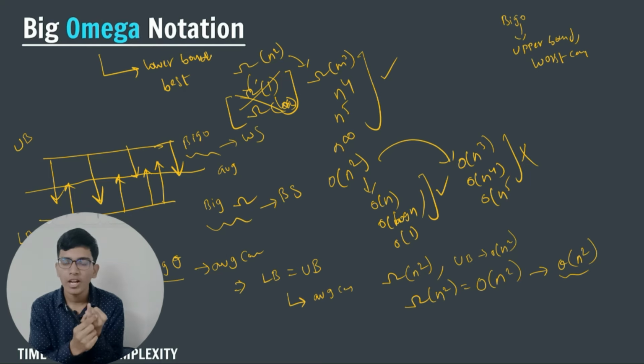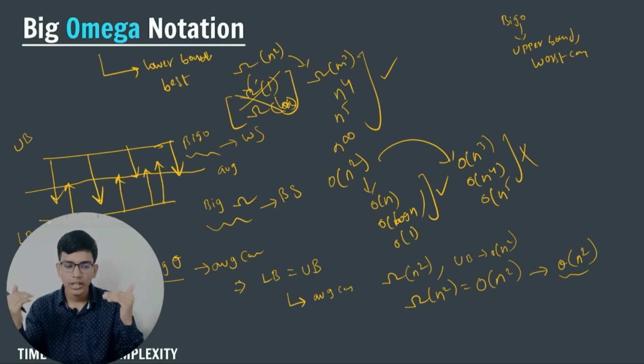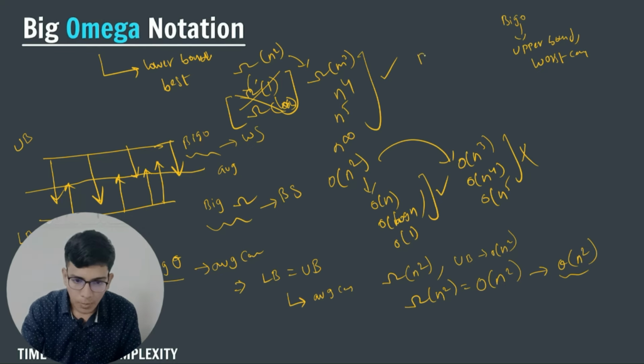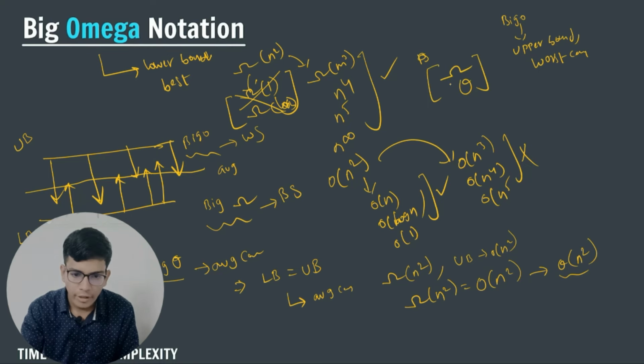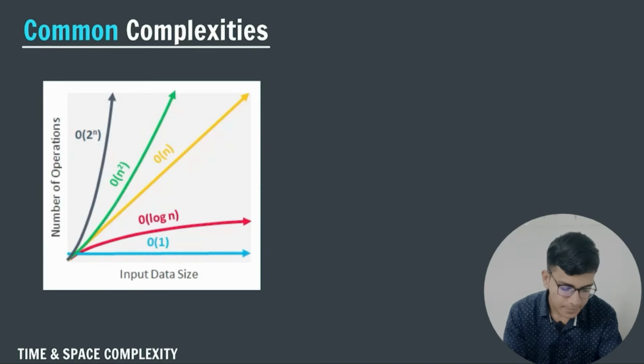Big O will represent the worst case. Big theta will represent the average case. Big omega will represent the best case. To calculate time complexity, we always consider the worst case, that is big O. So we don't need big theta and big omega that much, but you should remember big O. Now let us see some of the time complexities here.